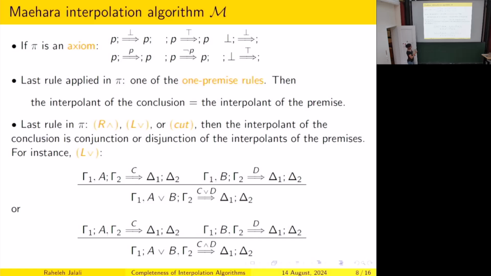And for the two premise rules, you can easily check that the interpolant of the conclusion will be either the conjunction or the disjunction of the interpolants of the premises. For instance, for the left conjunction rule, based on the main formula being on the left-hand side of the semicolon or on the right-hand side of the semicolon, you can define this interpolant to be the conjunction or disjunction of the interpolants of the premises. And that's it. So this is the whole procedure.